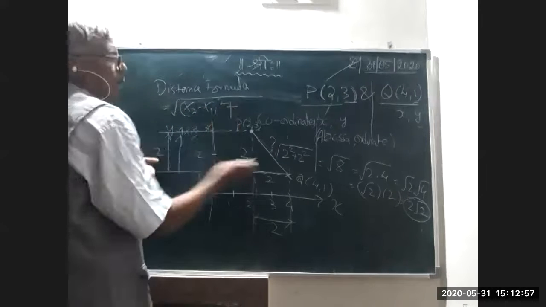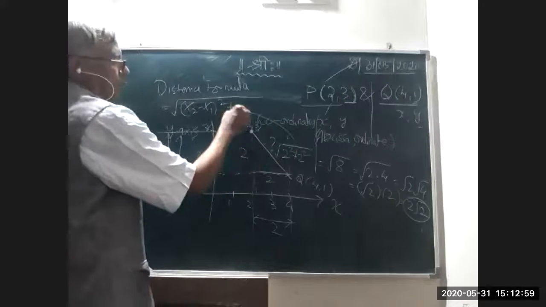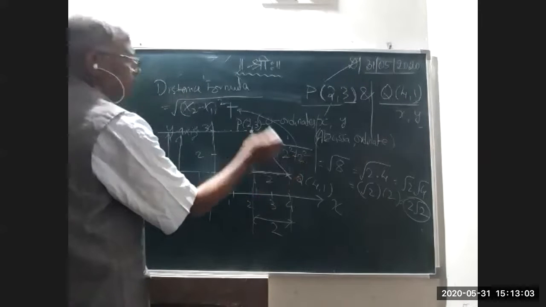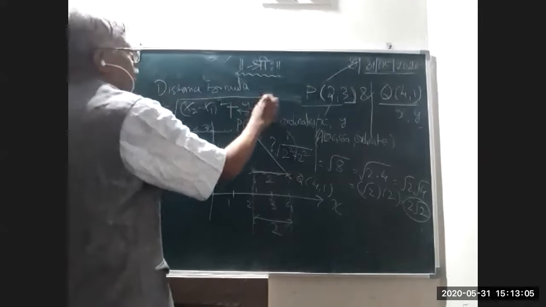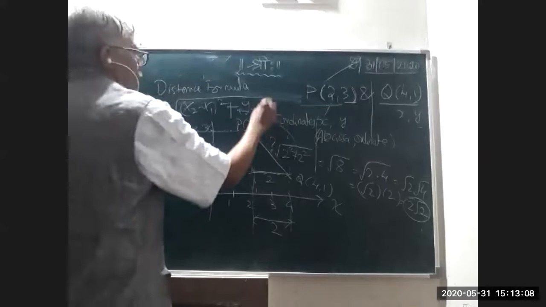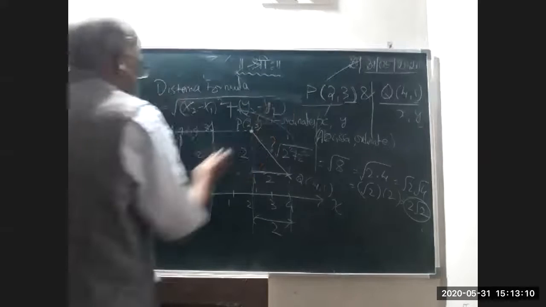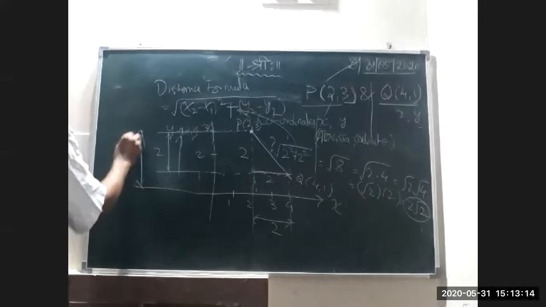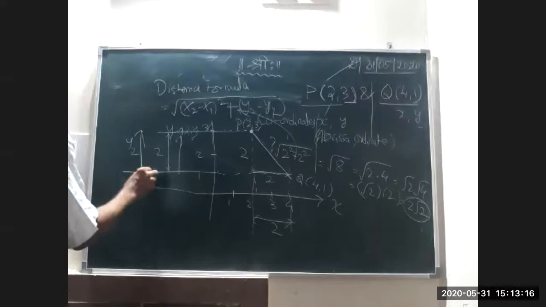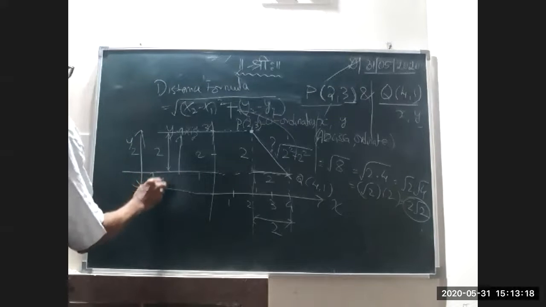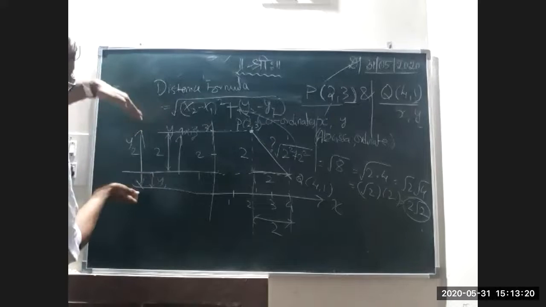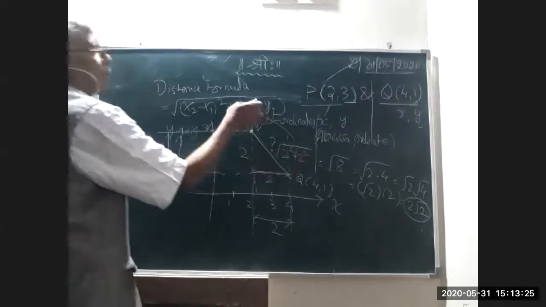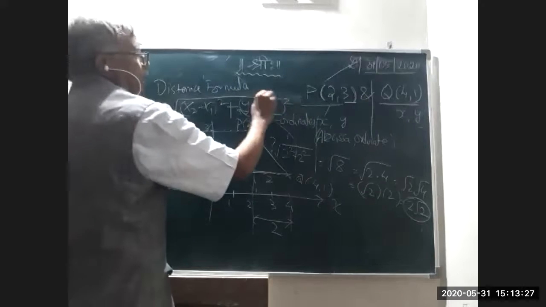Now, how did we get 2 here again? That means y2 minus y1. Who is y2 here? From this place to this place is y2. Now, from this place to this place is y1. So the distance in between is y2 minus y1, and you will get 2 here. The same thing is represented in the formula pattern.